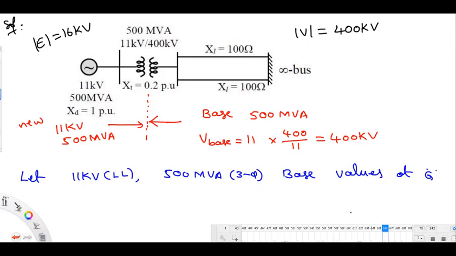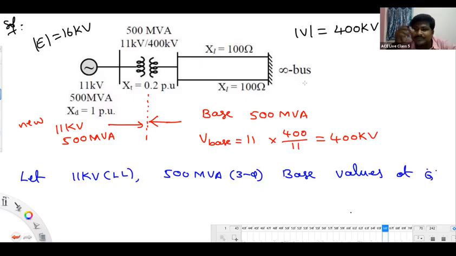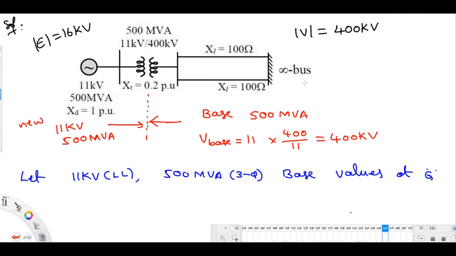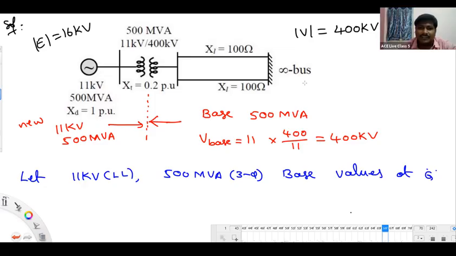Sir, can we say a small generator can have more short circuit MVA? Small generator, what does it mean? It means a small rating of the generator. Can we say it has a higher short circuit MVA rating? We can't say without knowing its reactances and all, right?